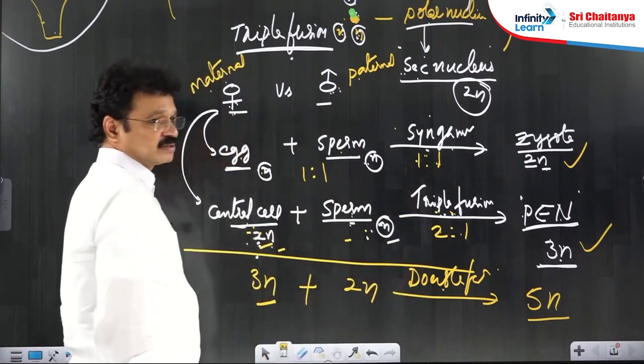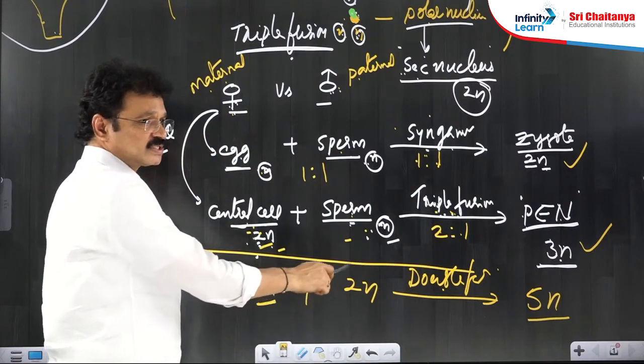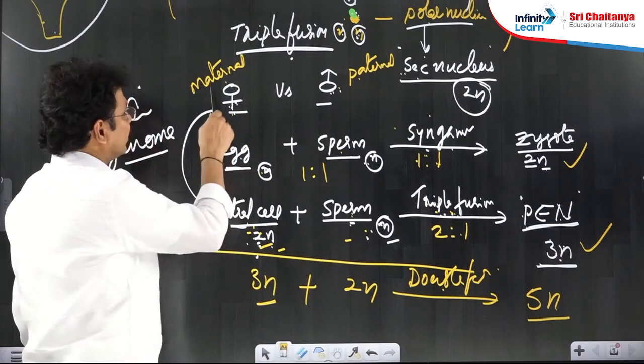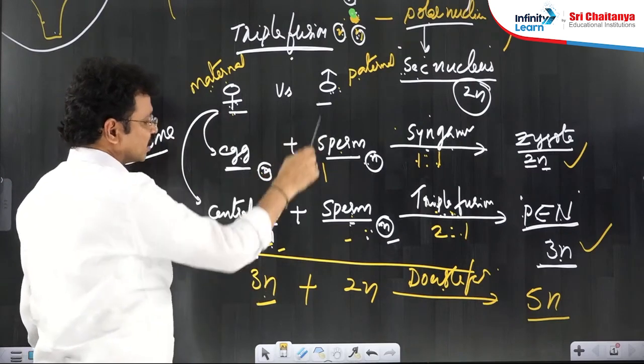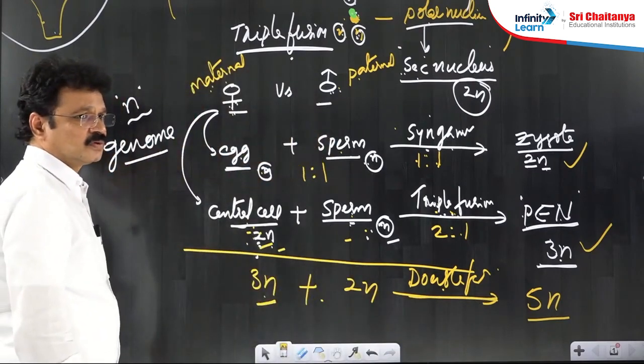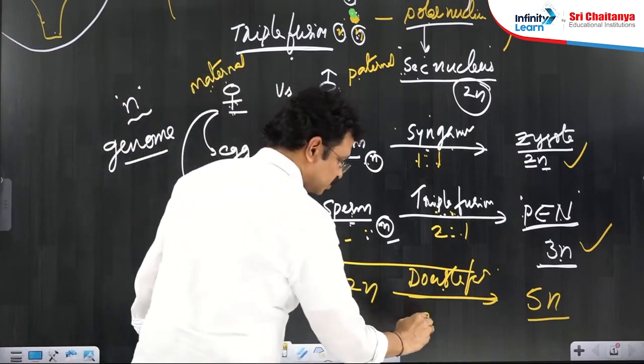In double fertilization, the final question, the last 6th question. What is the ratio of maternal genomes to paternal genomes in overall double fertilization? Overall double fertilization. Yes, good. 3:2.